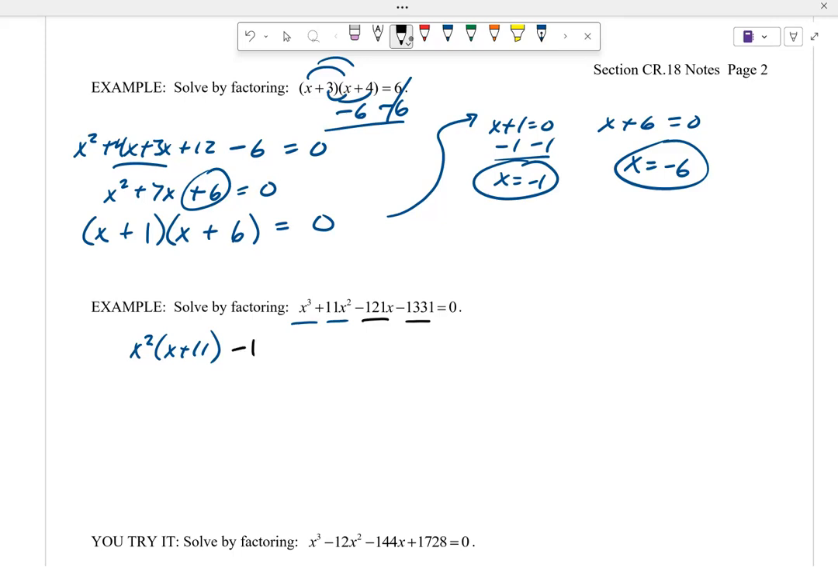Hopefully, I mean, probably tough to recognize, but 121 does go into that. 121 does go into 1331, divided by 121 is 11.